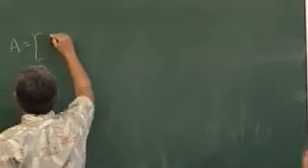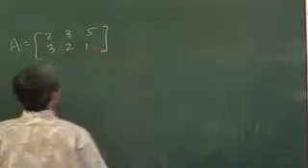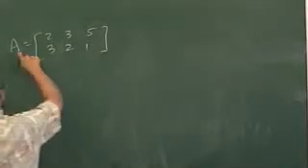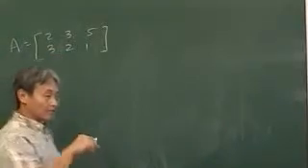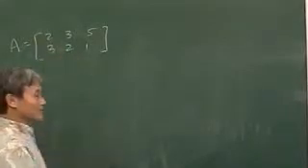Okay, first of all, what is a matrix? A matrix is a rectangular array of numbers. Like here, 2, 3, 5, 3, 2, 1. This is a matrix. So it's a rectangular array of numbers in brackets. Normally we use capital letters to denote the matrix, and we use lowercase letters to represent the elements in the matrix.